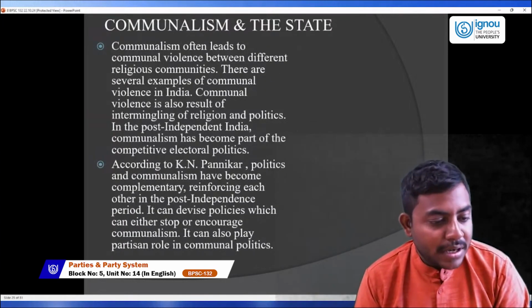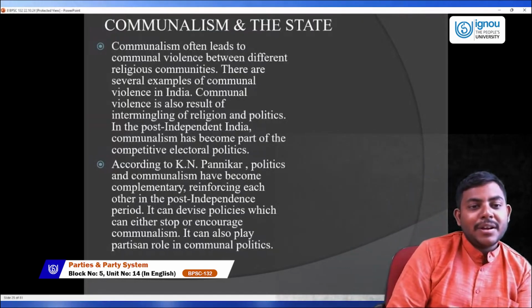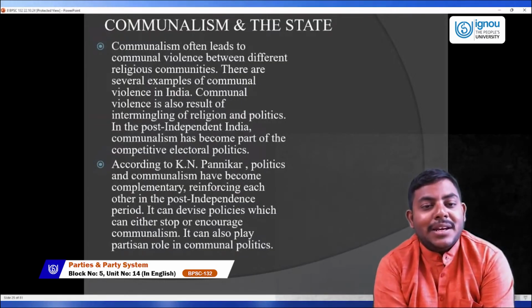Now let us discuss communalism and the state. Communalism often leads to communal violence between different religious communities. There are several examples of communal violence in India.